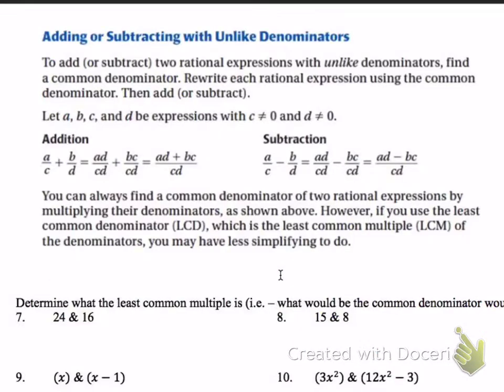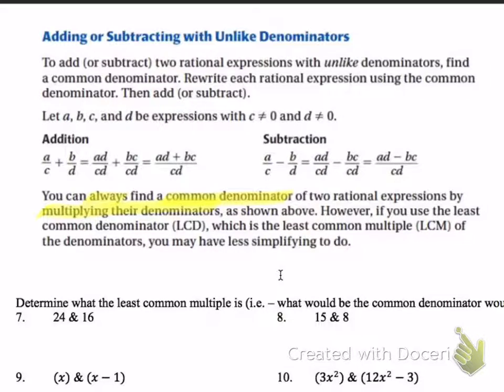Okay, so when we have unlike denominators, which we have already seen, you can always find a common denominator of two rational expressions by multiplying their denominators. So the cross-multiplying thing that we talked about earlier would work for anything. But it's not always necessarily multiplying the two denominators together. Sometimes there's an even easier, more simple way to do that.